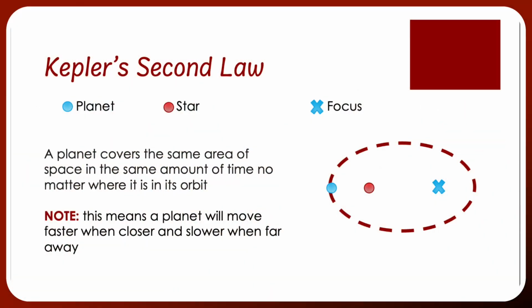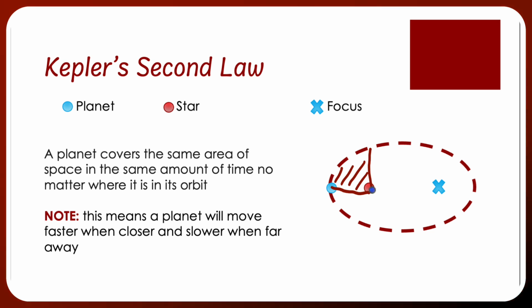So let's move on to his second law. A planet covers the same area of space in the same amount of time, no matter where it is in its orbit. So let me draw here. Let's say in the first, let's call it 1 day, it travels this far. What that means is anywhere else in the orbit, this line will cover this much area in the same amount of time.